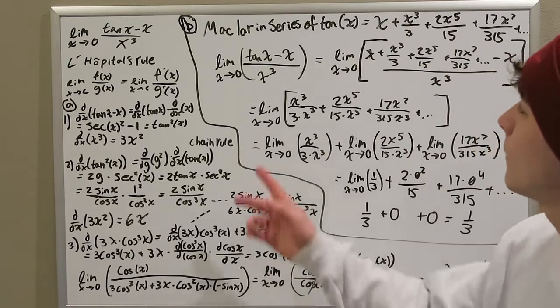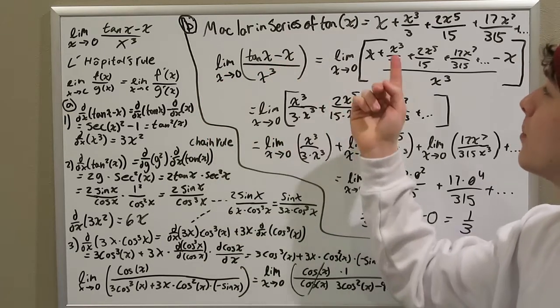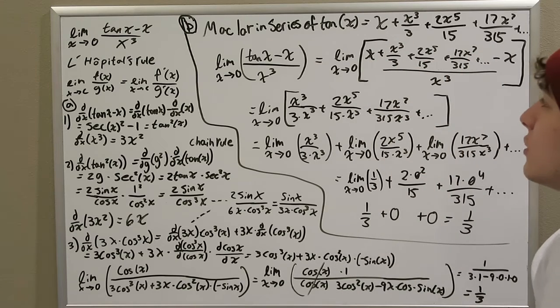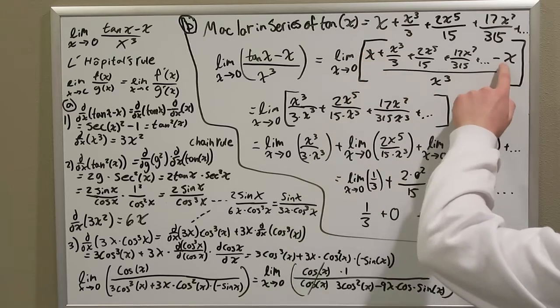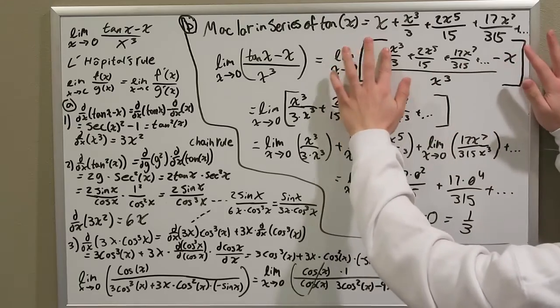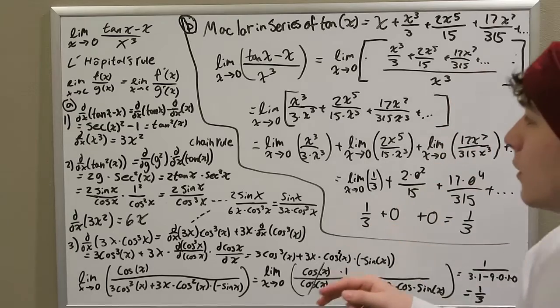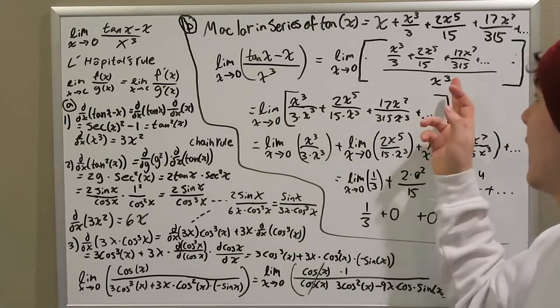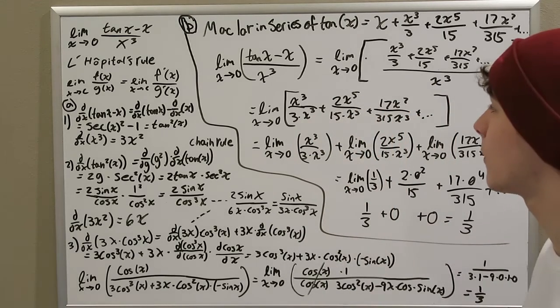So what we do from here is, well, we have our equation, we have what we're trying to find, but instead of tan x, we plug in what we know the expansion is, which is x plus x to the power of 3 over 3 plus 2x to the power of 5 over 15, and on and on and on. But we can see here, we have a positive x at the front, and then a minus x. So these x's cancel out. So now we have everything from here, and then this is all going to be divided by x to the power of 3. So we can say, look, here's the limit, and I made it so that it's all being divided by x to the power of 3.